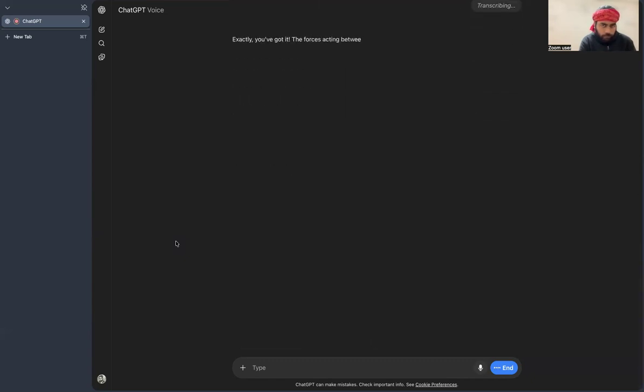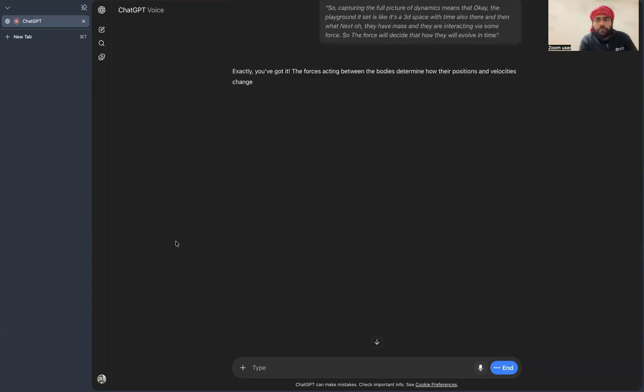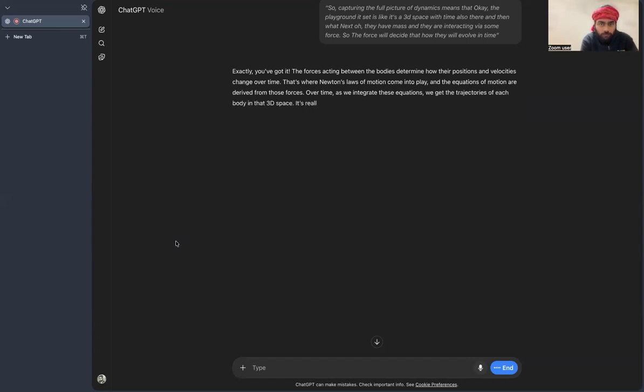Exactly, you've got it. The forces acting between the bodies determine how their positions and velocities change over time. That's where Newton's laws of motion come into play, and the equations of motion are derived from those forces. Over time, as we integrate these equations, we get the trajectories of each body in that 3D space. It's really the interplay of mass, force, and time that defines the dynamics of the system. So mass, force, and time.